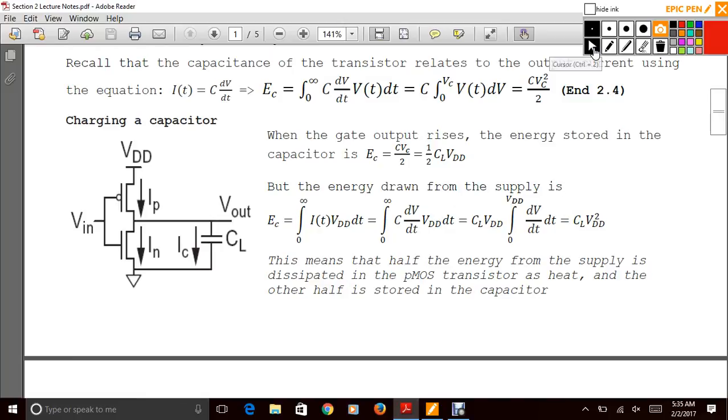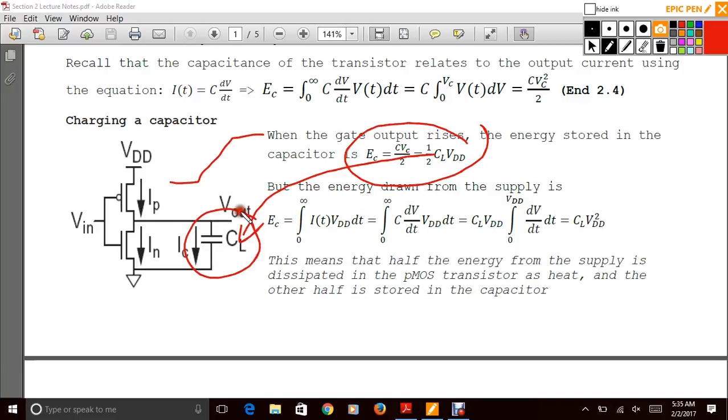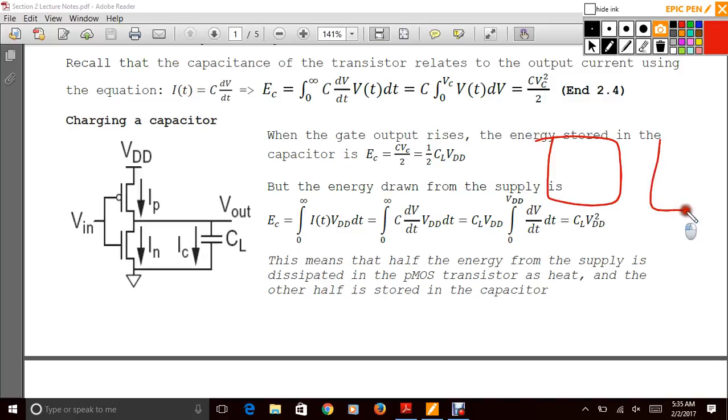So why is this important? When the gate output rises, the energy stored in the capacitor is 1/2 CL VDD squared. So we have this load capacitance on the output, and now you're putting two transistors together, as I showed you in that layout before, right? So you have this. Well, guess what? You have some sort of distance here. Now you've got your load capacitance.